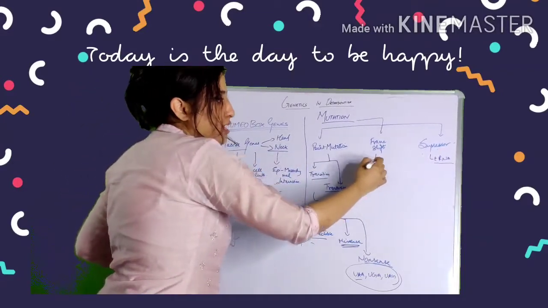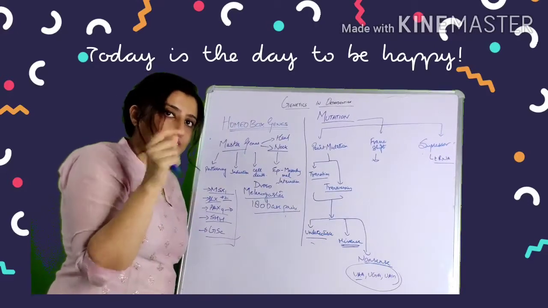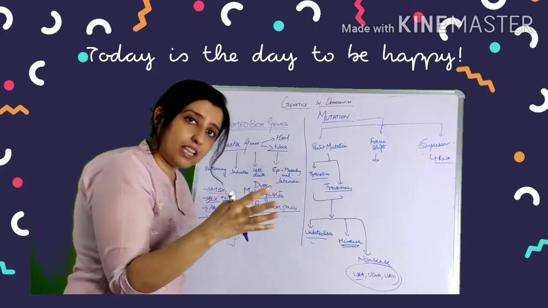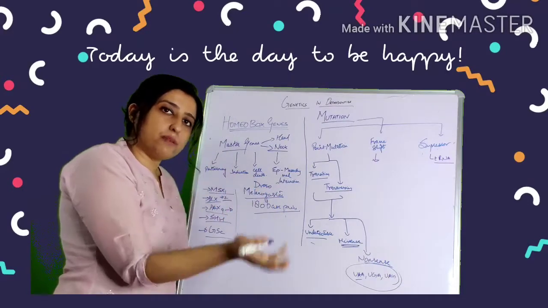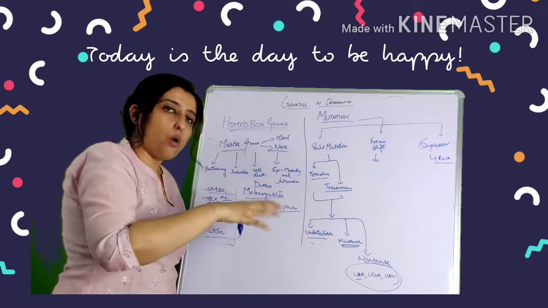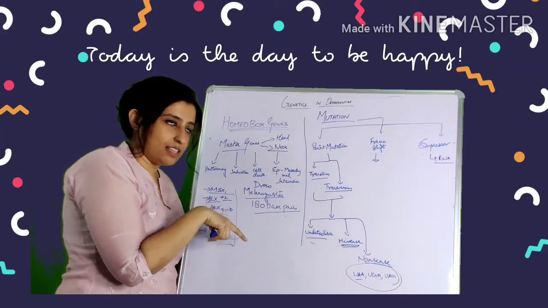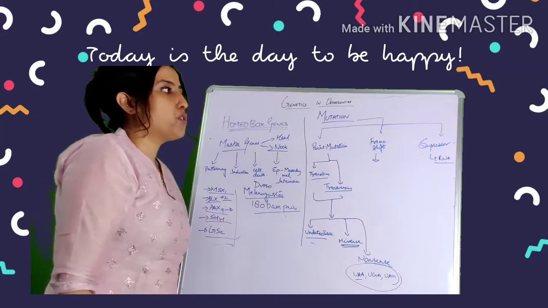Now frame shift is when you have not a point, you have a thing that is missing. You have a nitrogenous base that is missing, or a nitrogenous base that has been added extra. So the whole sequence changes. So then you have larger errors in this. So these are the three types of mutations.